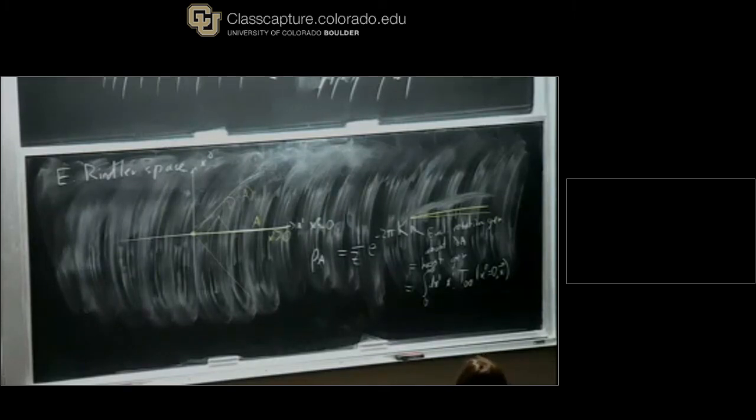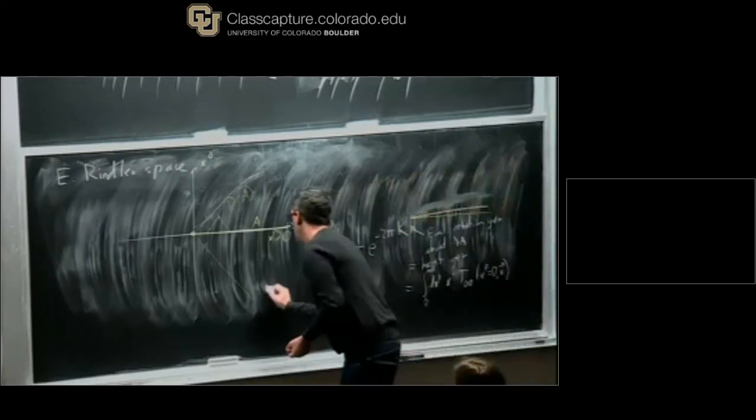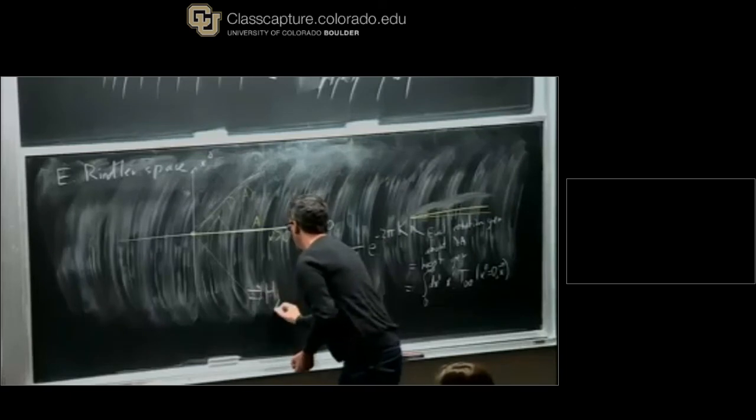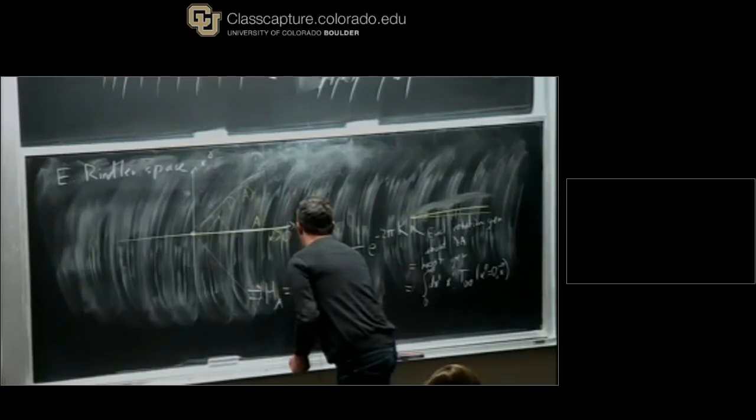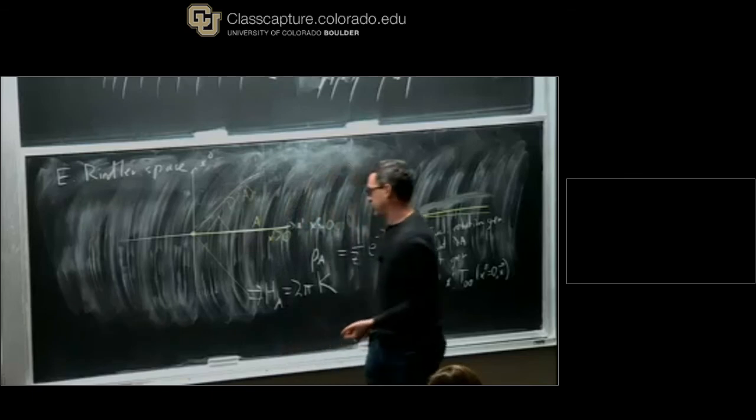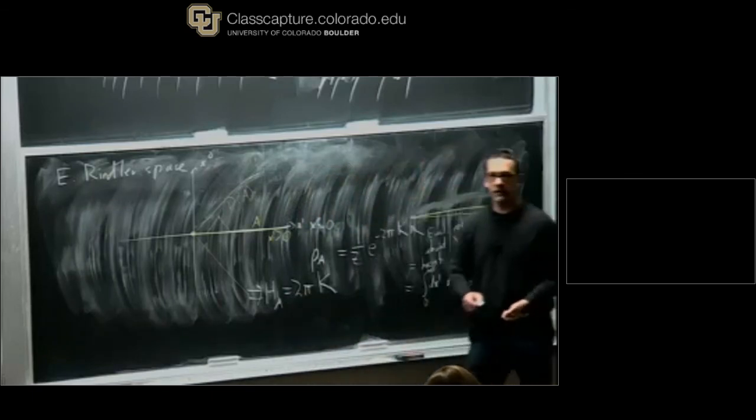Any questions? We're going to use this now to calculate entropies and just to understand what's going on. This is a case where we actually know the modular Hamiltonian. So this implies H_A equals 2 pi K. Now we have an explicit expression for our modular Hamiltonian.